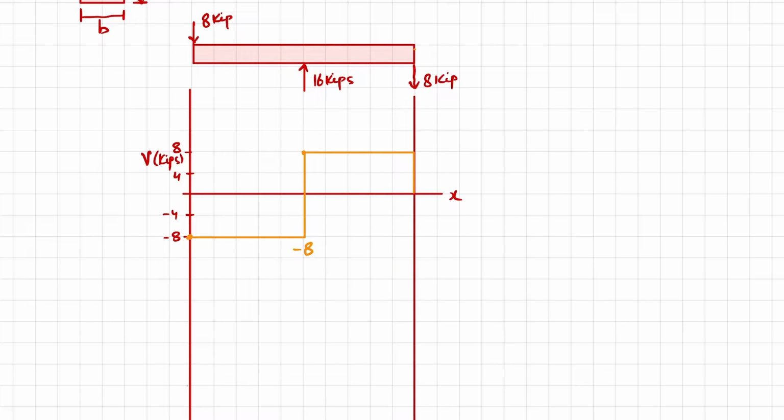Now from the shear force diagram we will draw the bending moment diagram, and this bending moment will be in kip-feet, because the length is in feet. From this to this distance is 6 feet. Let me draw it correctly. This is 6 feet.